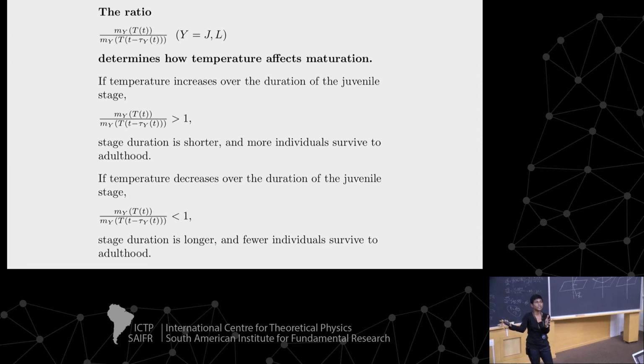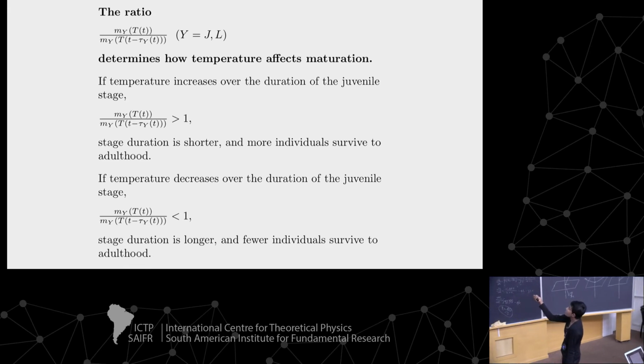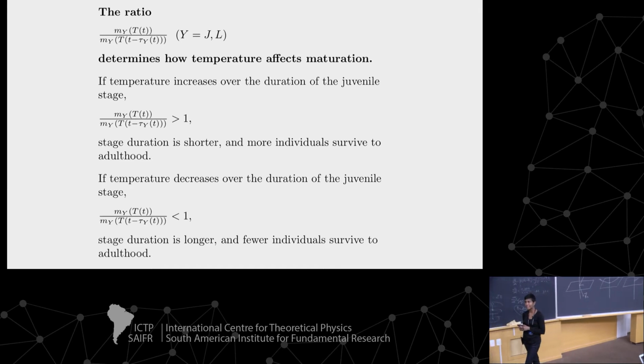This is pretty intuitive, right? We could just write it out in words, but then how would we predict the future? We can't without the equations. And if temperature decreases over the duration of the juvenile stage, that ratio will be below 1, stage duration is longer, and fewer individuals survive to adulthood. Is that clear to everyone?